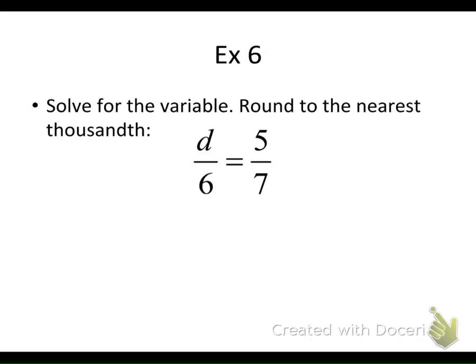Solve the variable, round to the nearest thousandth. Yeah. So this time, when we solve, we're not going to get a whole number. Means we're going to get a number with a decimal.